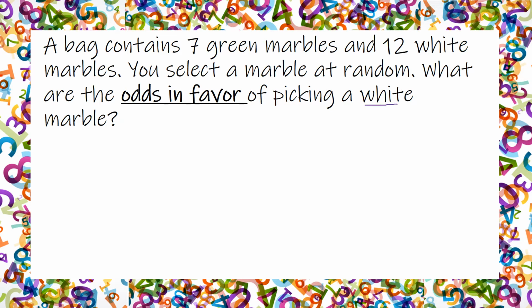It comes first. Whatever you're in favor of, that is what comes first in your ratio. So I have 12 white marbles. They usually write it with this colon there. 12 white to 7 green. So 12 to 7. So you have 12 chances of getting a white marble, 7 chances of getting a green marble.